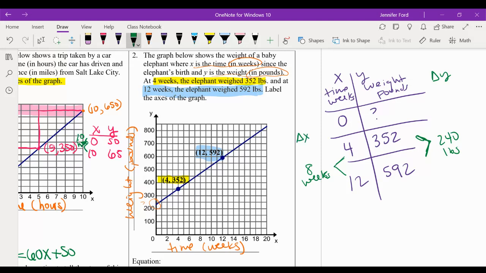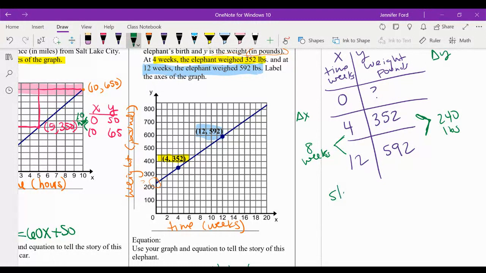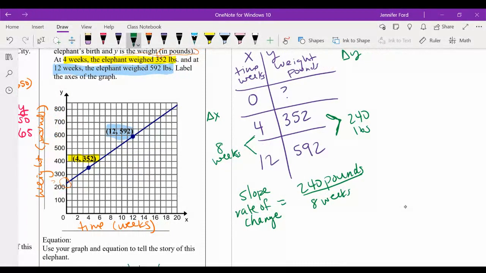So when I go to find the slope, that is the rate of change. And remember, a rate is a number that describes the ratio relationship between 2 different variables or 2 things that have different units. So I've got, this baby grows 240 pounds in 8 weeks. So that's my slope, or the rate of change. So it's 240 over 8, but it's 240 pounds over 8 weeks. That means 240 divided by 8 is 30. So that means that it's going to grow 30 pounds each week. Or per week, 30 pounds per week.